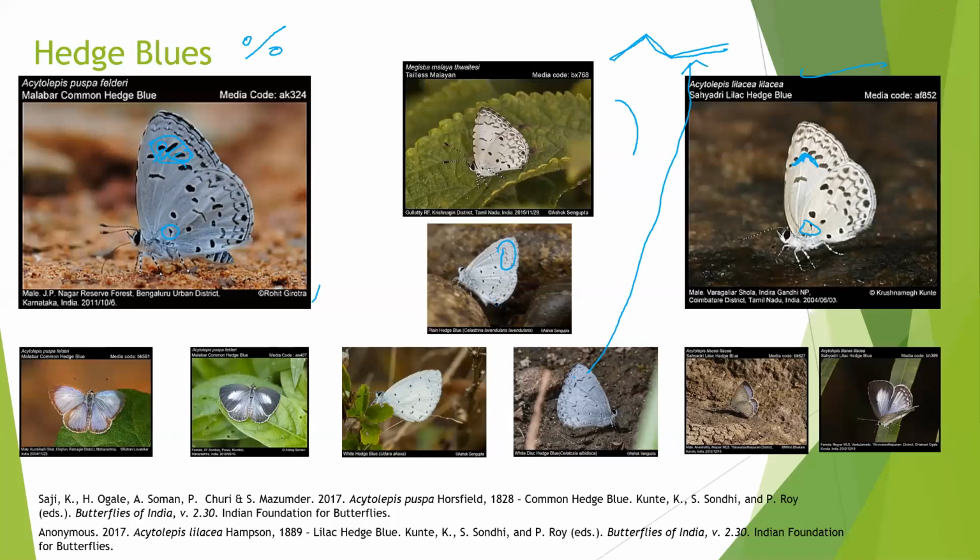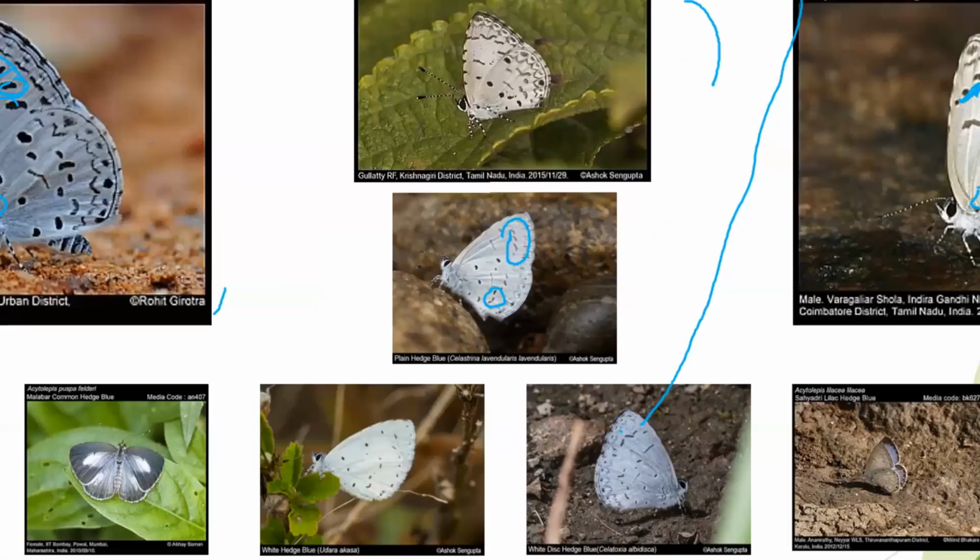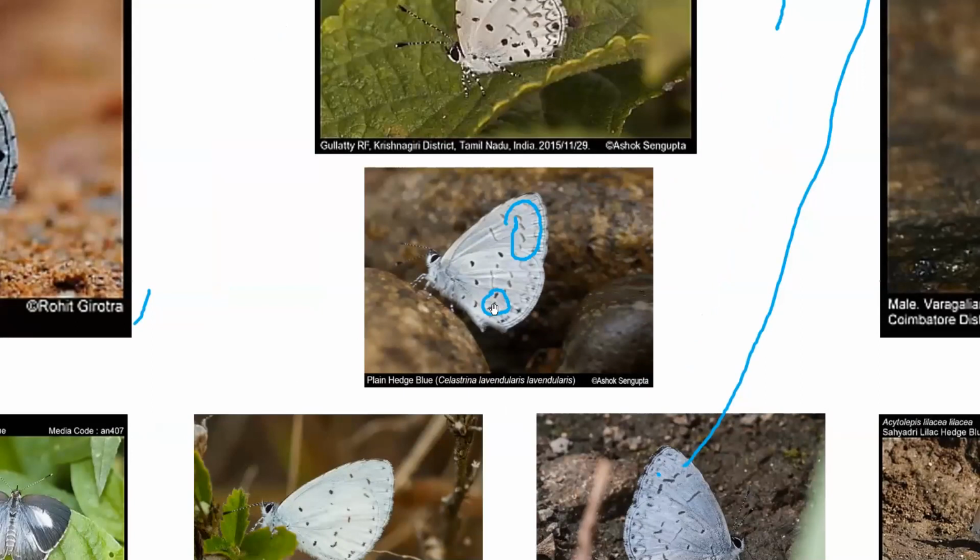And of course, there are two spots at the base of the hind wing. Again, I will increase the size. You can see that there are two spots that make it a plain hedge blue. And of course, if you find a plain hedge blue and a white disc hedge blue together in one spot, which actually doesn't happen because plain hedge blues are not found at that higher altitude.